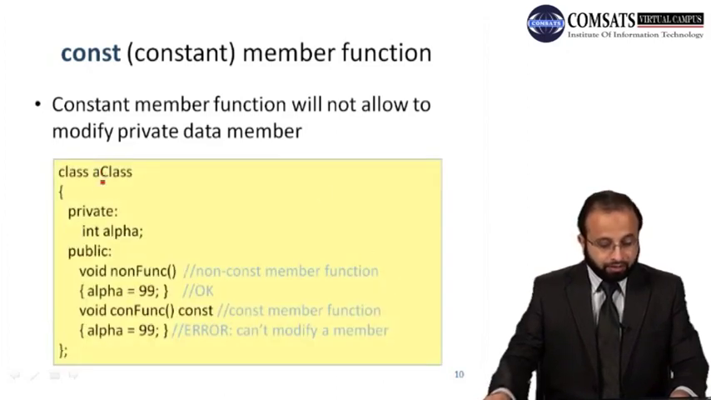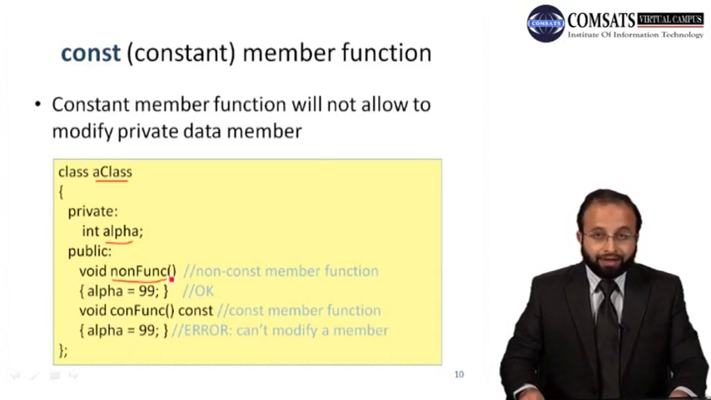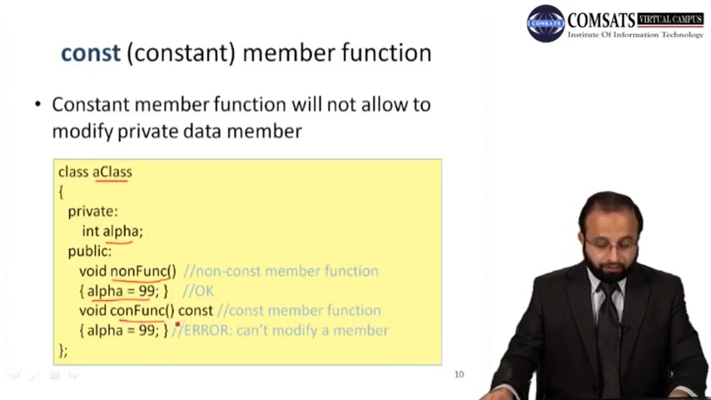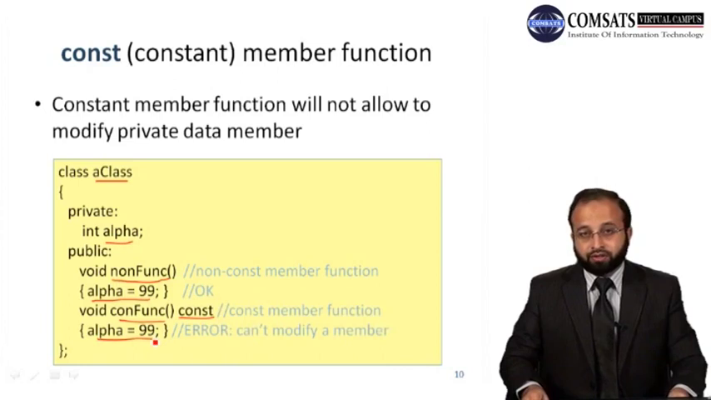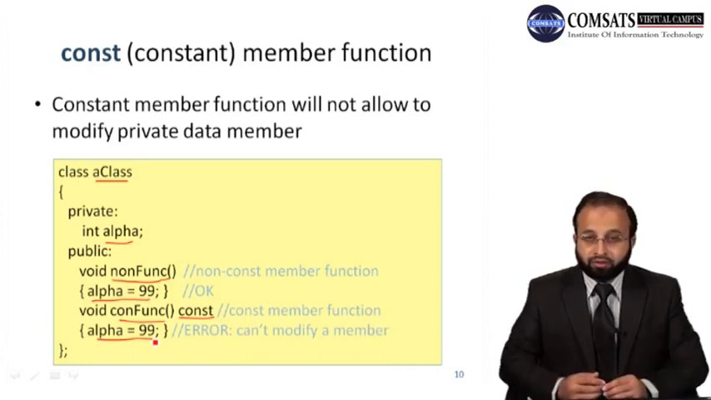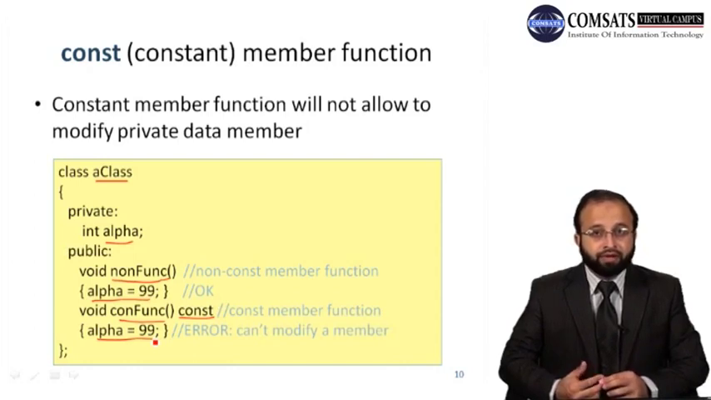Now let's say this is a class named A class, whose private data member is alpha. This is a non-constant member function, nonFunc. If we create an object of A class, it is possible to call nonFunc with that object, and it will change the value of the private data member of that object to 99. But if we call conFunc, a constant function where we have written the keyword const, then it is not possible to change the value of the private data member of the object that calls conFunc. So if the member function is constant, it is not possible within that function to change the value of the object that calls it.